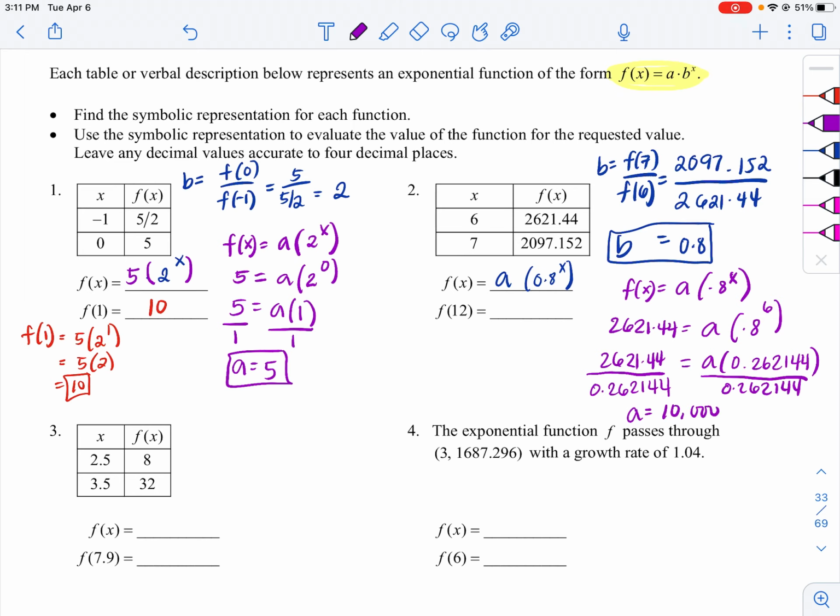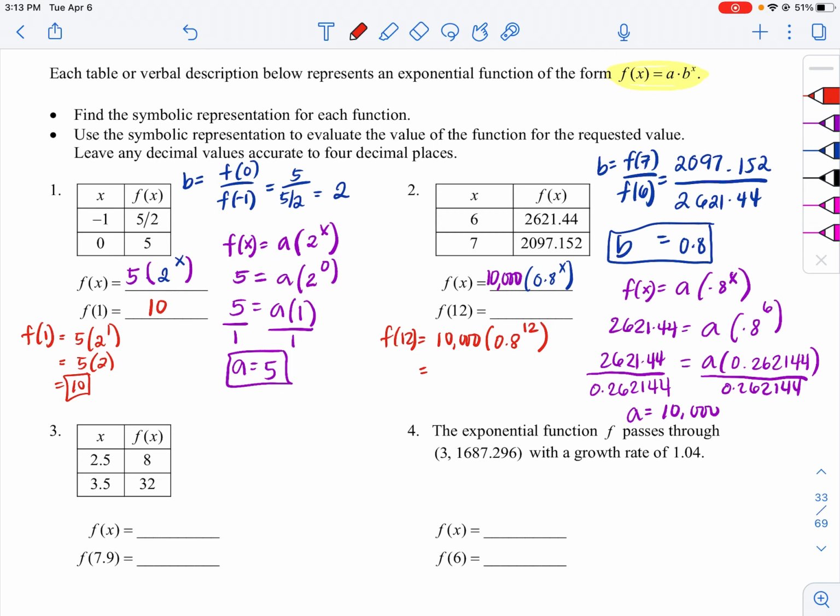All right. So I'm going to erase this and change that to 10,000. There you go. So we are going to solve for our f of 12. So f of 12 equals 10,000 times 0.8 to the power of 12. Of course, you remember we have to always follow our rule, PEMDAS. We have to do our exponent first before we multiply, okay?